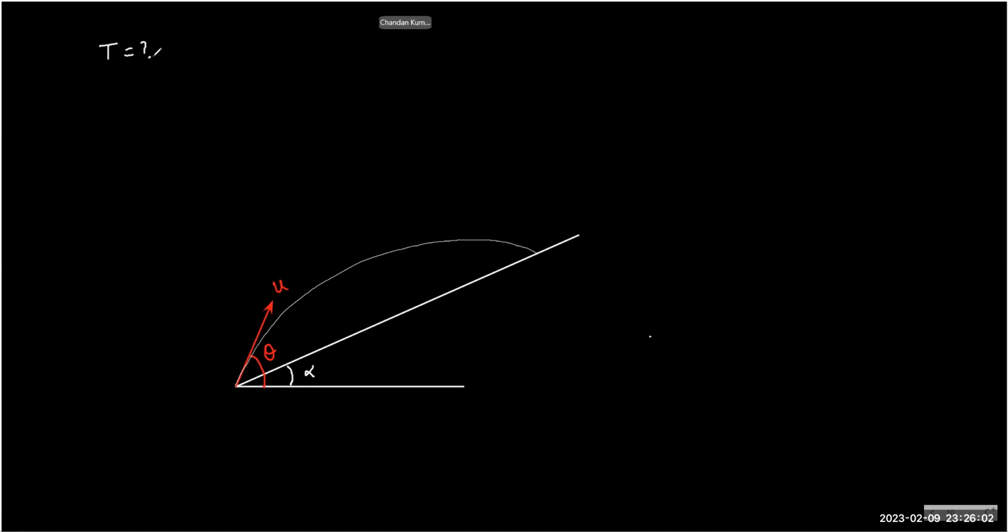So do we know any parameter which can be deduced from here? Do we know the vertical displacement? Yes or no? Tell me. Do we know vertical displacement? But for that, we will need time of flight. No, do we know? I'm asking as of now. Do we know horizontal displacement? No. Nothing we know. So how can we solve if you have no information?